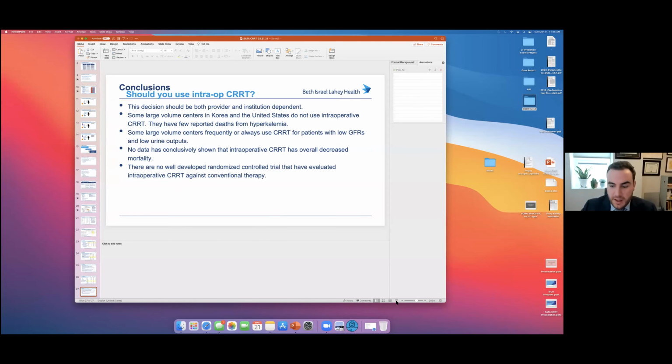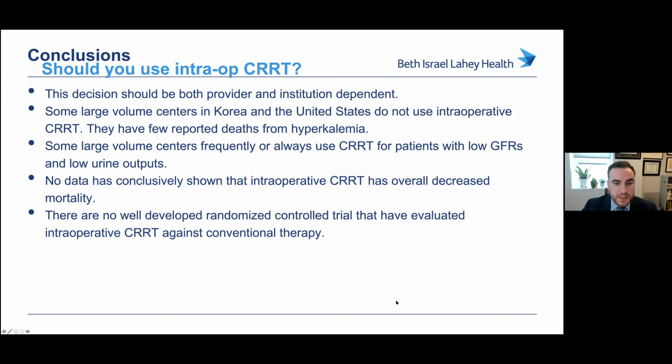There are some large volume centers that frequently or always use it, and there's no data to conclusively show that intraoperative renal replacement therapy has decreased mortality. There are also no well-developed randomized controlled trials, nor will there ever be for this question.